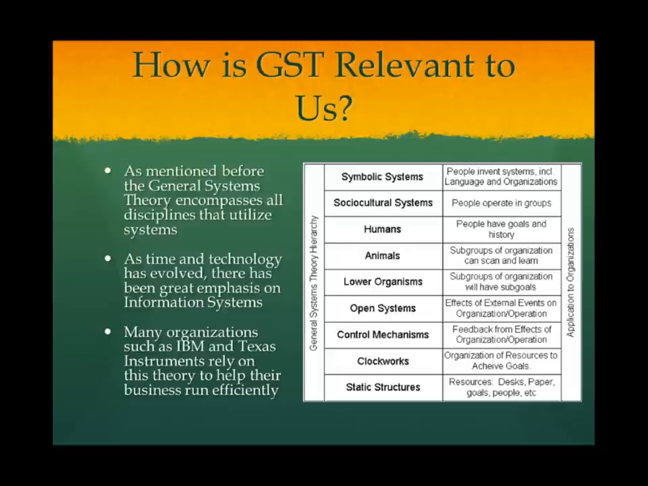As time has progressed and technology has evolved, which is what we're studying in school, there's been great emphasis on things such as information systems. Many organizations such as IBM and Texas Instruments rely on this theory to help them run their business more efficiently. Basically, they have all these different parts of their business and they're trying to encompass it into one system so that when they do something once, they don't have to keep doing it over and over again. It'll all just flow throughout their system.